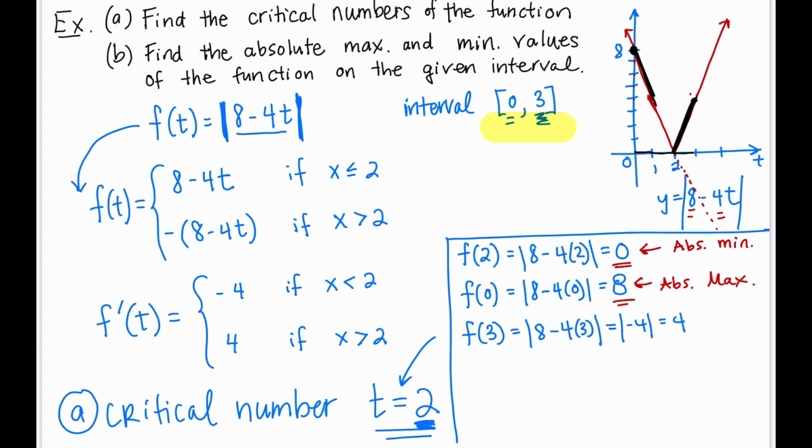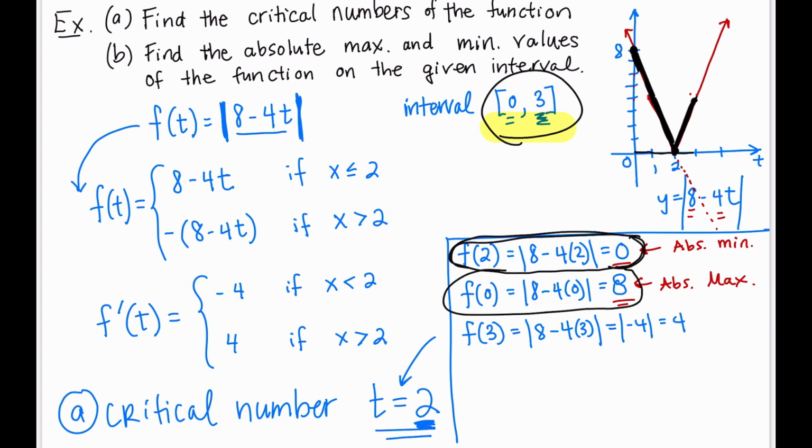I'm just asking what is the absolute maximum value of my function and the absolute minimum value of my function on this interval. And if you just look at the graph, you can see that the absolute max is 8, f of 0 equals 8, and the absolute minimum is f of 2 equals 0. And that's exactly what the closed interval method detected for us. That this is the absolute max and this is the absolute min. This value was just sort of in between.